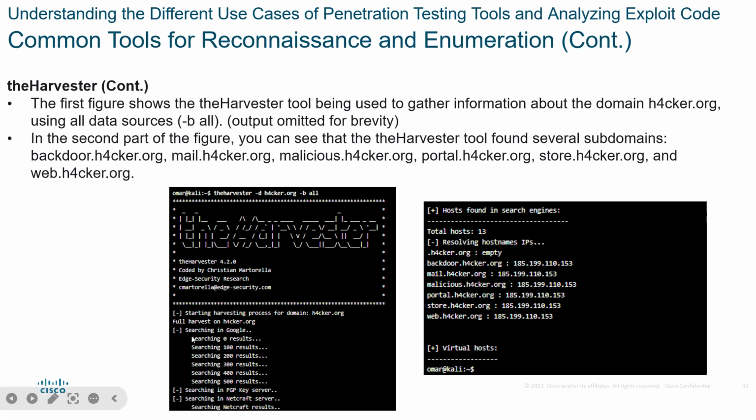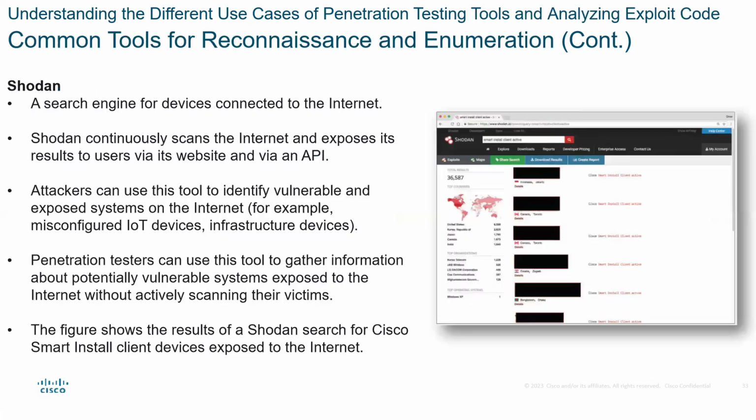Okay, and once you're done with that, not all domains will allow for some of this kind of enumeration. Not all domains. Some will and some will not. And you see, it has resolved the DNS and it has given us backdoor, mail, malicious, portal, store, and web. So you could use that to enumerate when you're doing the first phase of reconnaissance and footprinting for your project.